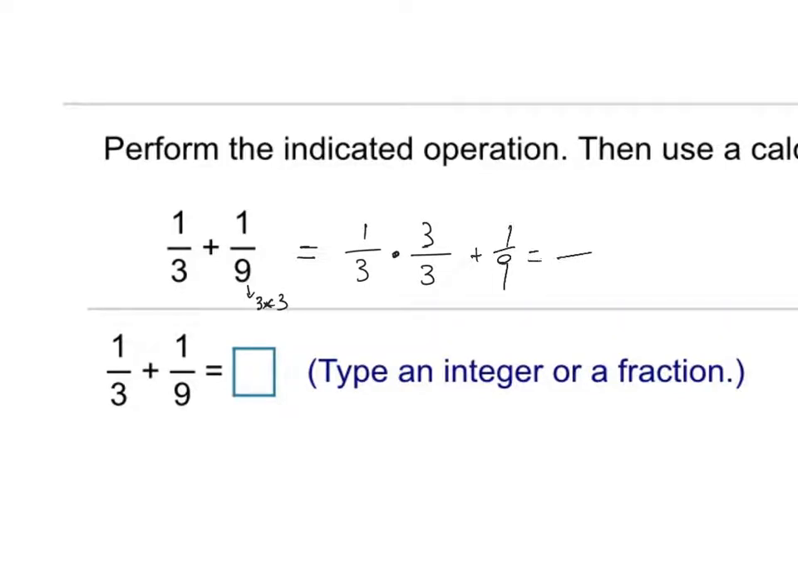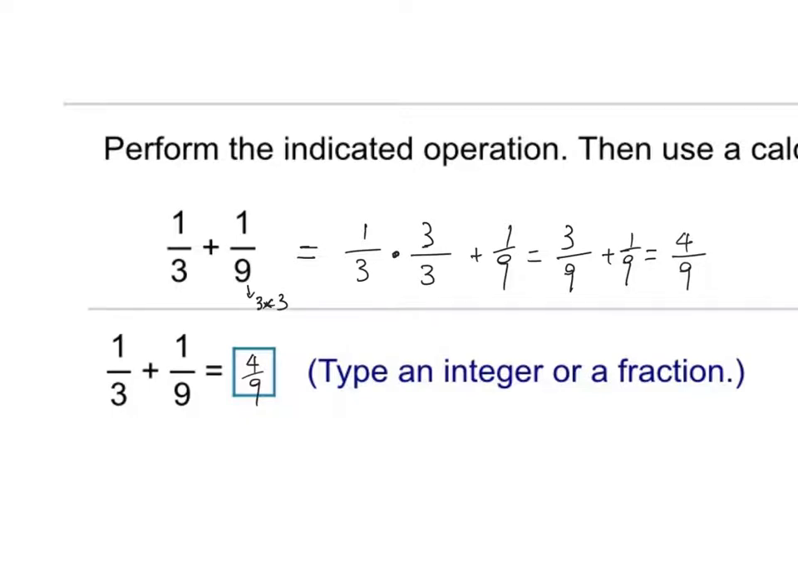So once you have that, you have 3 over 9 from the first one, numerator multiply together, denominator multiplies together. So plus 1/9. Because I have two fractions, they share the same denominator, I now can add the numerators. Don't add the denominators, just keep the denominator the same. So this is how I would add two fractions.